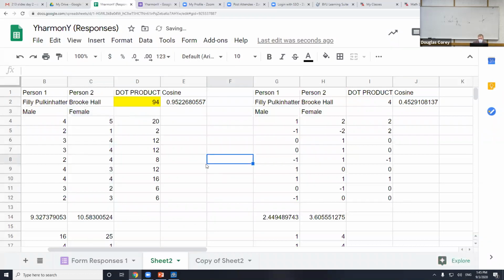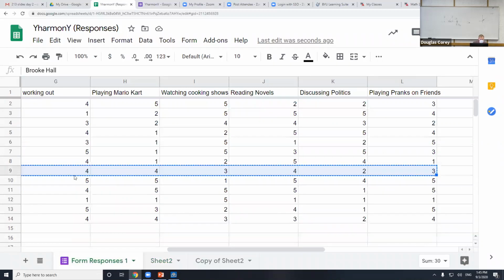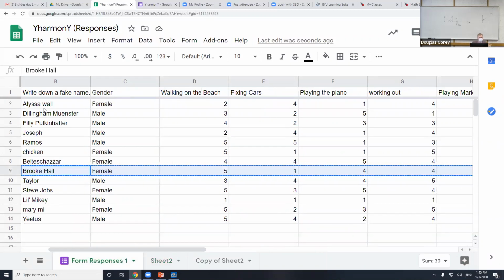So Brook Hall, 0.45. Still, chicken's the best match so far. So you get the idea. So the dot product tells you how similar two vectors are, two packets of numbers are. We can use it to calculate the cosine. We can use it to do projections.